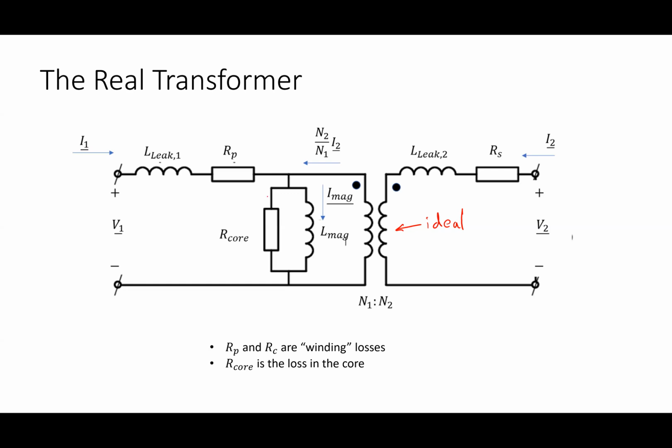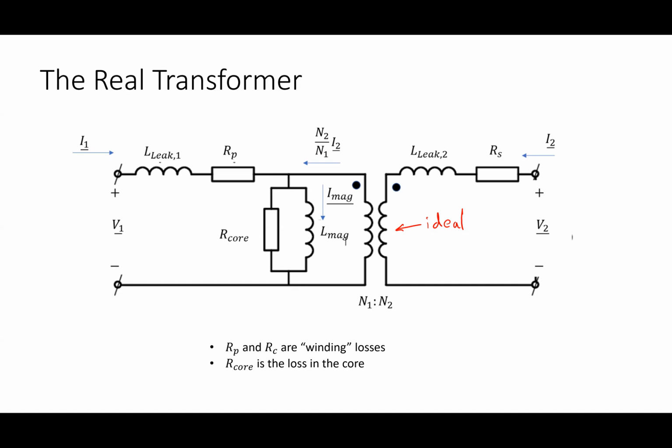Well, a lot of it would go into this path, right? And ideally, what do we want to have happen? If this was an ideal transformer, what would change about my picture? What would be true about L leak 1 and L leak 2? They would be 0. There'd be no leakage. Those guys would be 0. There'd be no losses. So RP and RS would be 0.